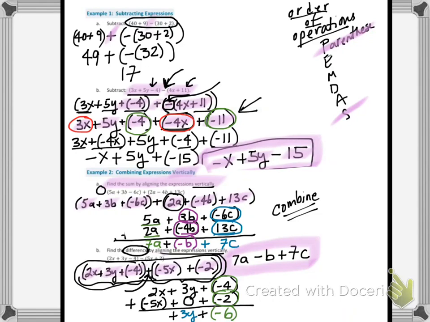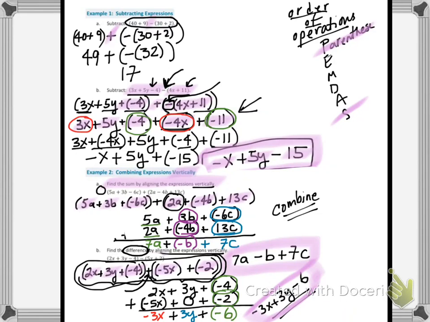And then we have a positive 2x and a negative 5x, which is going to give us a negative 3x. And then for our final, we no longer have a need for parentheses, so it's going to be negative 3x plus 3y minus 6. And that would be our final answer for this one.